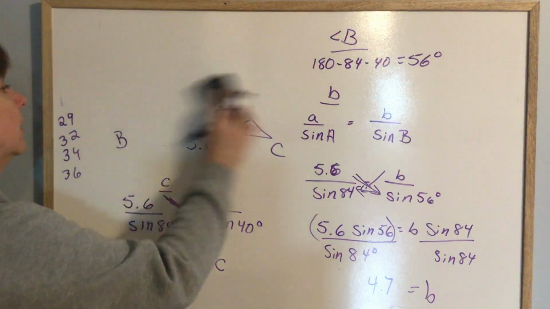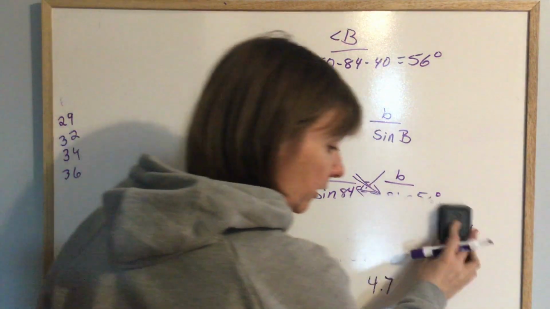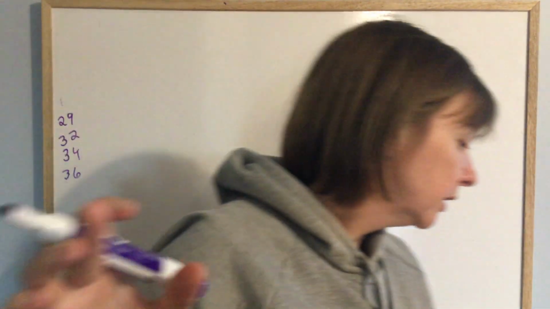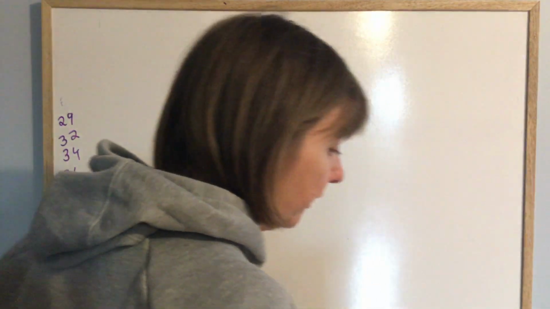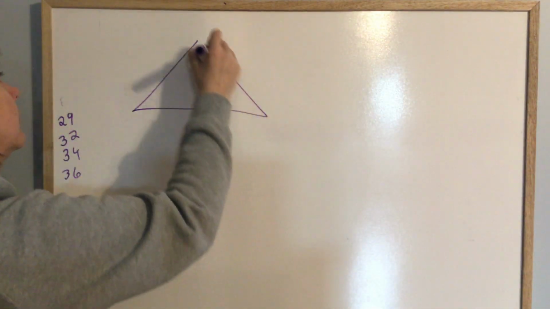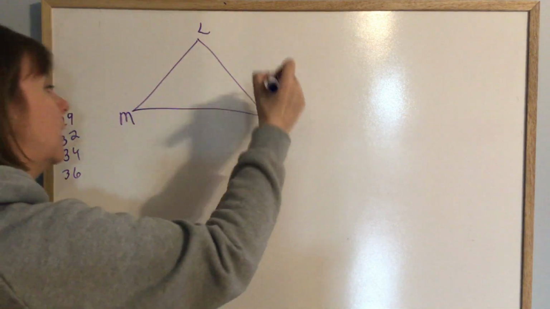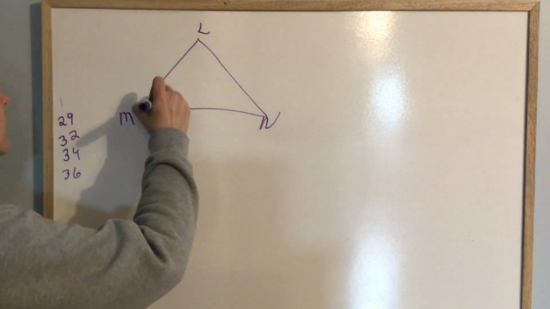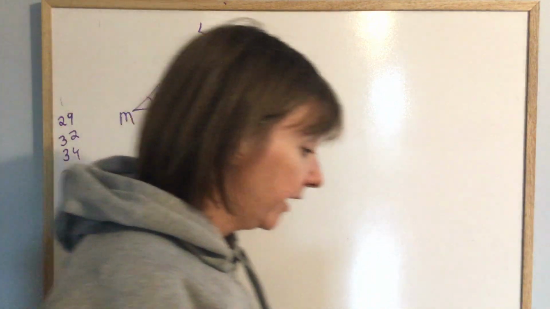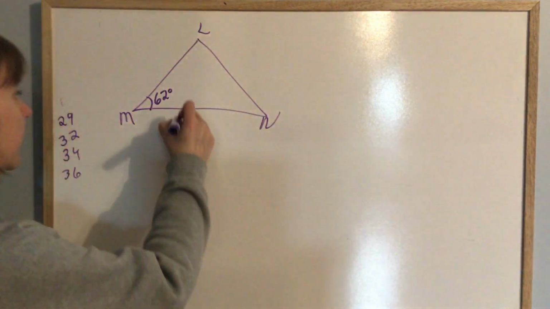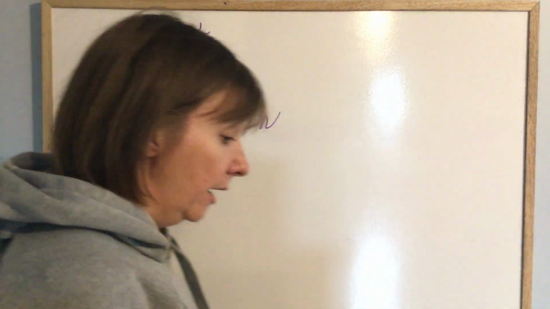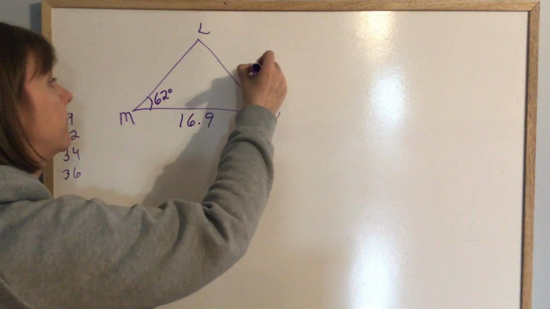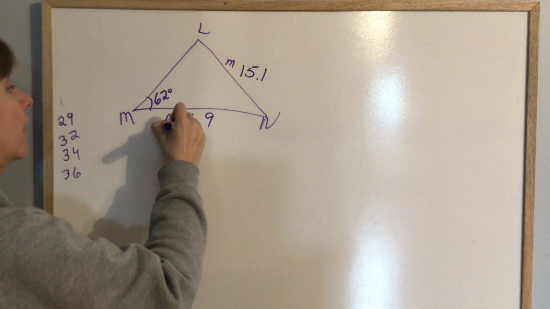That was 27. I assume that 29 is the same instructions. Yes, it is. So let's look at 29. We have triangle LMN. So again, who cares? Angle M is 62. Side L is 16.9. And side M is 15.1. So this is M, this is L.